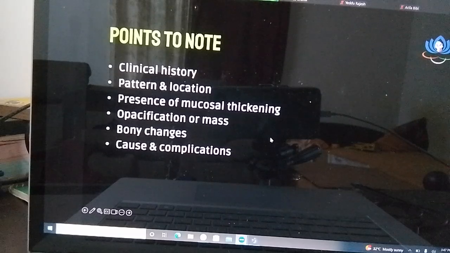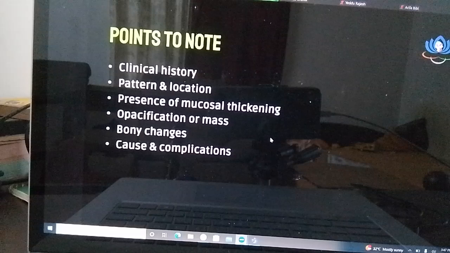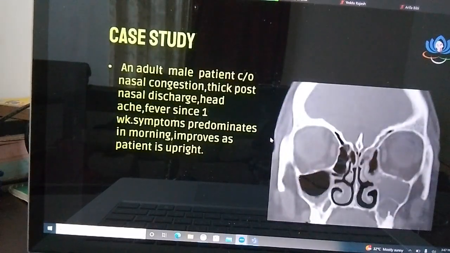So points to note whenever we assess a patient and the scans: take a brief clinical history, and identify the pattern of the lesion and location of the lesion, and the presence of mucosal thickening, opacification, or a mass within the sinuses, or any bony changes, and we have to study the cause and complications. These are the points we need whenever we assess the films.